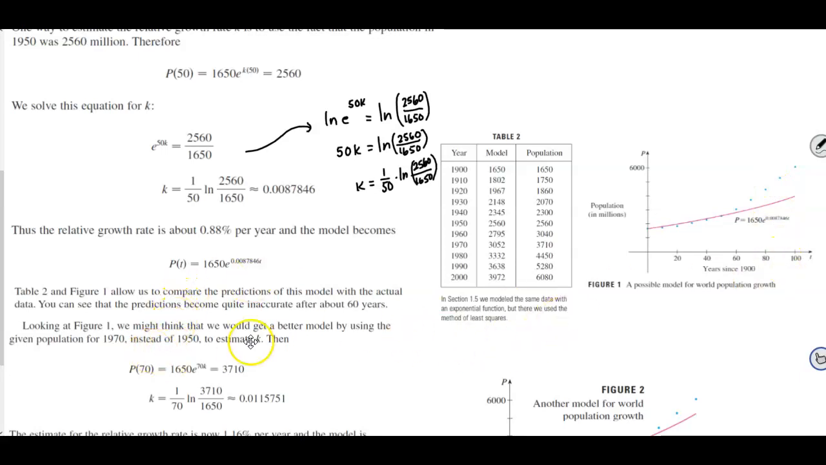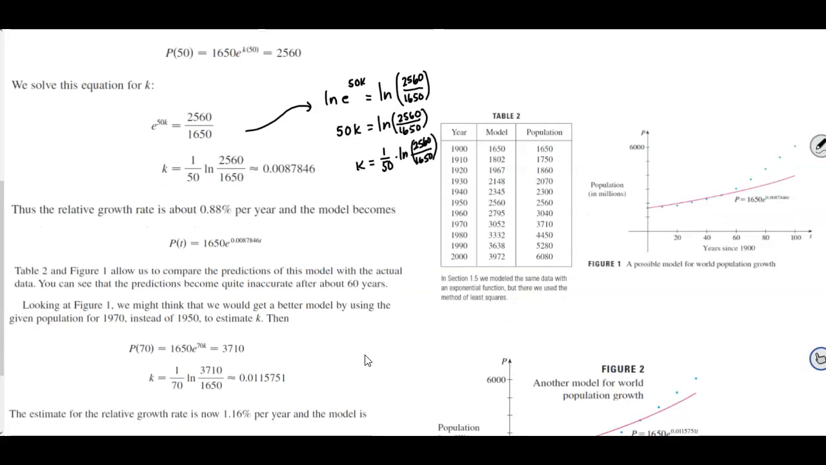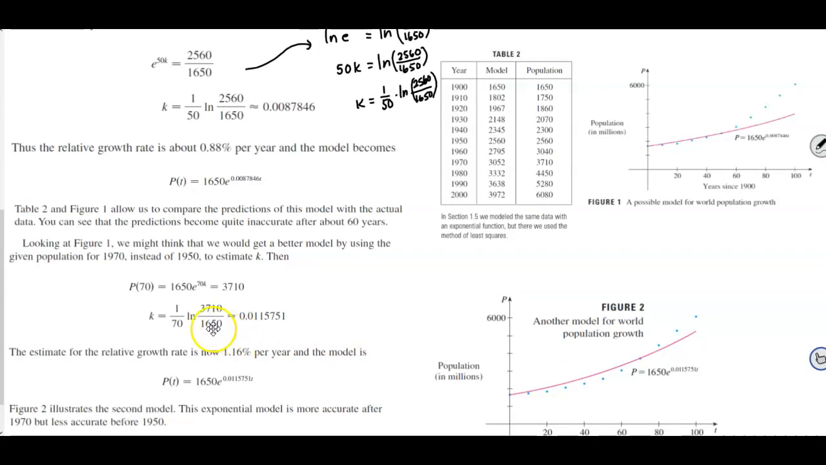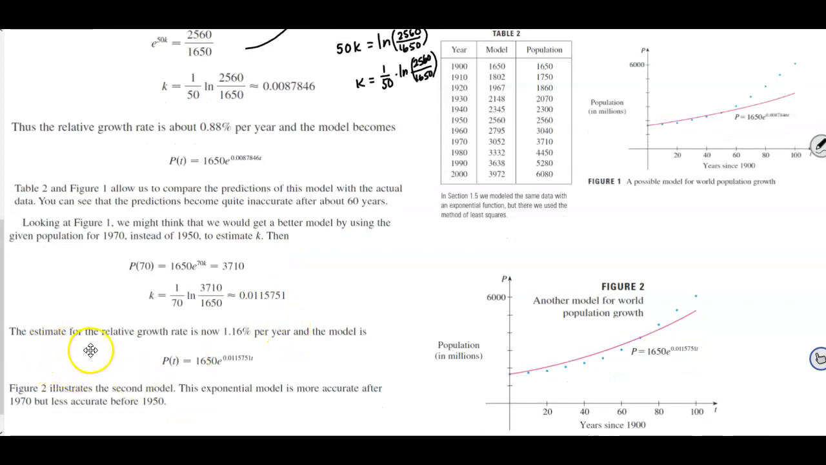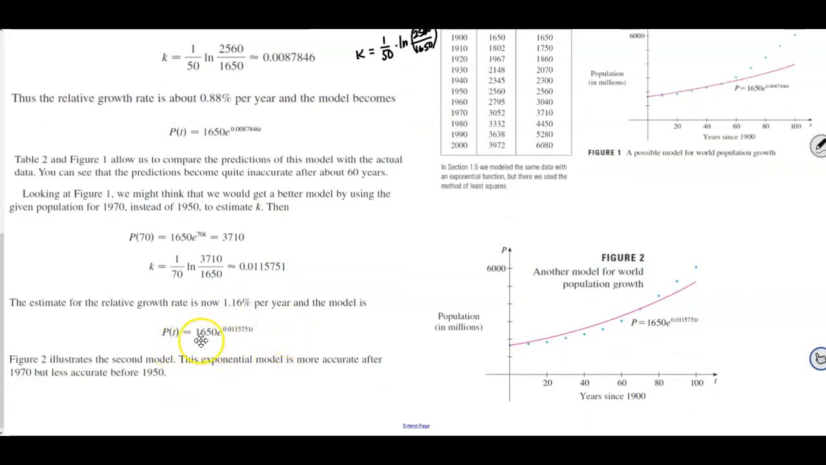Now if we look at Figure 1, we might think that we could get a better model by using the given population for 1970 instead of 1950 to estimate the value of k. So we get P of 70 equals, again, 1650 e to the 70k, which equals 3,710. Then we divide both sides by 1650 and take the natural log like we did up here. We get the constant to be approximately 0.0115751. Now the estimate for the relative growth rate is 1.16% per year. And now we have this model.